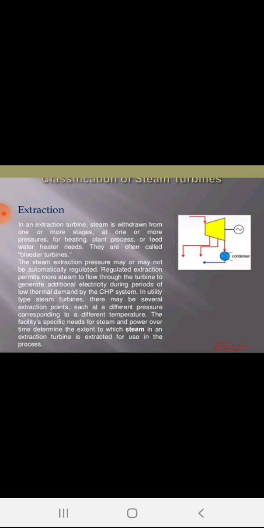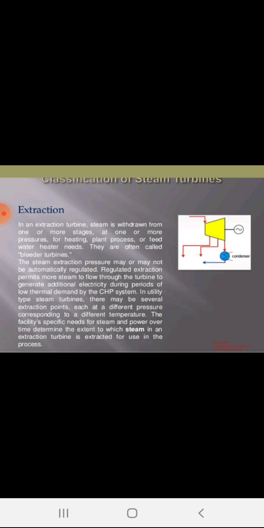Steam extraction pressures may or may not be automatically regulated. Automatic regulation of the extraction permits more steam to flow through the turbine to generate additional electricity during periods of low thermal demand by the CHP system. In the utility type of steam turbine there may be several extraction points, each at a different pressure corresponding to a different temperature. The facility's specific need for steam and power over time determines the extent to which the steam in an extraction turbine is extracted for use in the process.